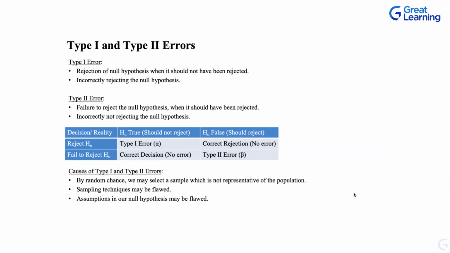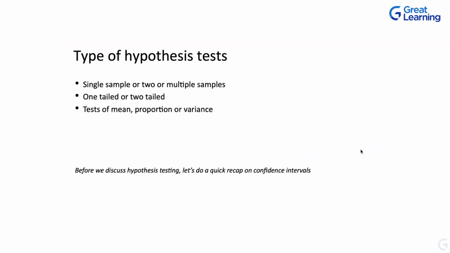Now let's move on. What types of hypothesis tests do we do? There are 3 different parameters we consider when doing a hypothesis test. It could be based on the sample, or it could be based on the type of hypothesis that you're making, or it could be based on the type of statistic that you are using for making your hypothesis.